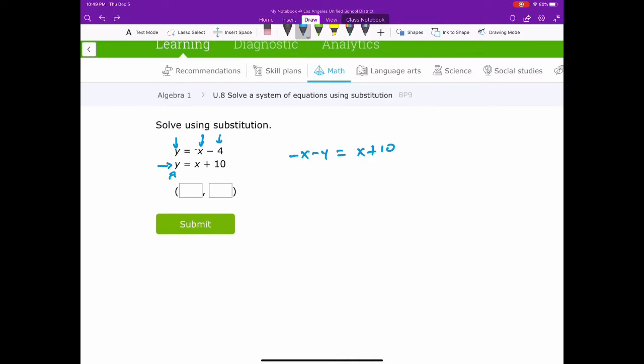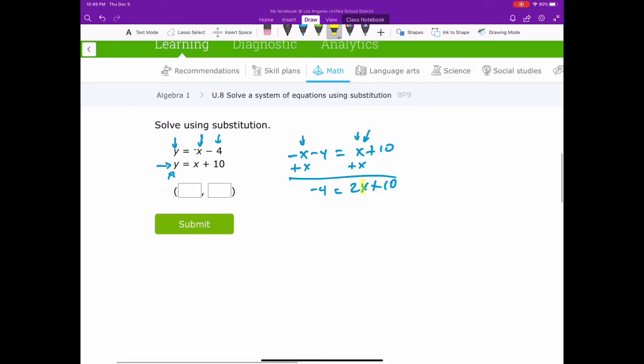We're going to combine like terms. I see x and x. We want x to be on the same side, and I have more x's on my right side, because it's a positive. Negative 4 is equal to 2x plus 10. Now it's a two-step equation. We're solving for the variable x, so let's get x alone.